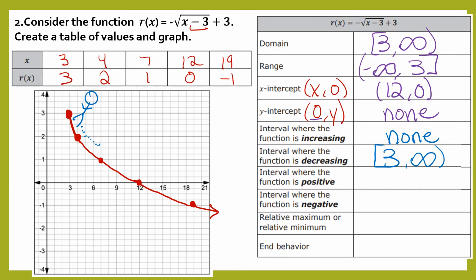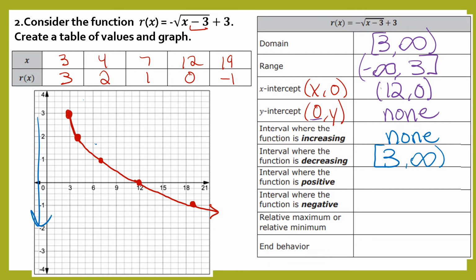So when we write our decreasing intervals, we always write it in terms of our x values. Decreasing is when the y's are going down, like he's going down the graph, so what are the x values doing? He starts decreasing right when the graph starts at x equals 3, and then because the x values are getting bigger, that's why it's positive infinity. Good question. Other questions?